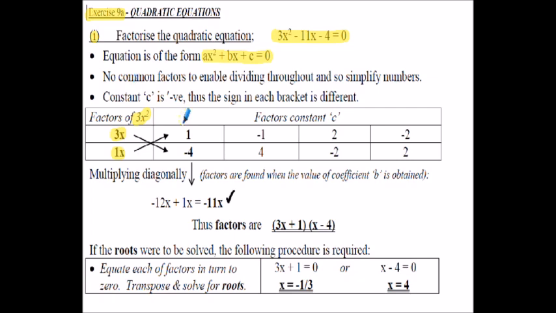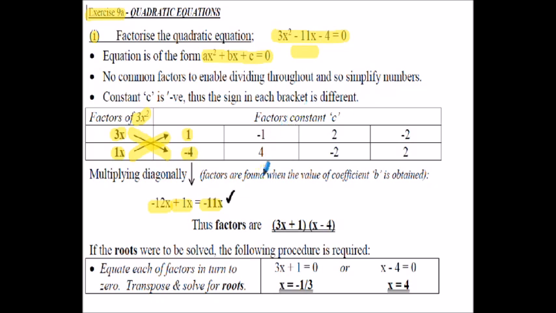The right-hand columns relate to factors of the c term, in this case the minus 4. So two numbers that multiply together to give you minus 4 are 1 and minus 4. With this method we cross-multiply to try and find the middle term. So in this case we've got 3x multiplied by minus 4 is minus 12x, and we've got 1x times 1, so that's plus 1x. Adding them up, minus 12x plus 1x is minus 11x. Is that the middle term? Yes, it is in this case. So immediately we've got our factors.